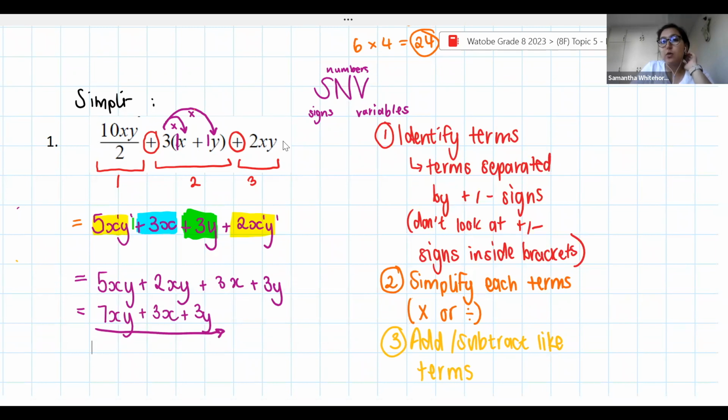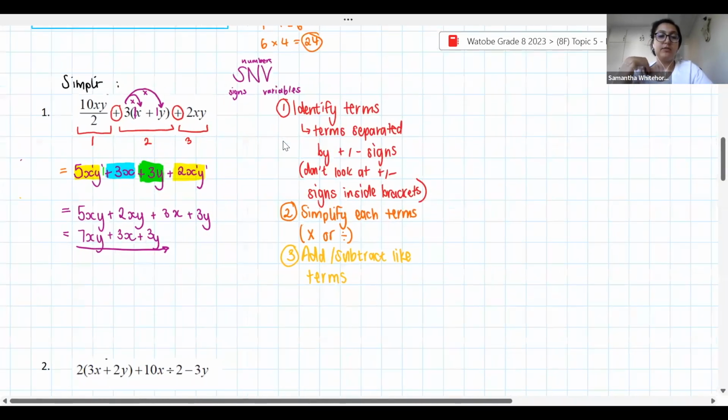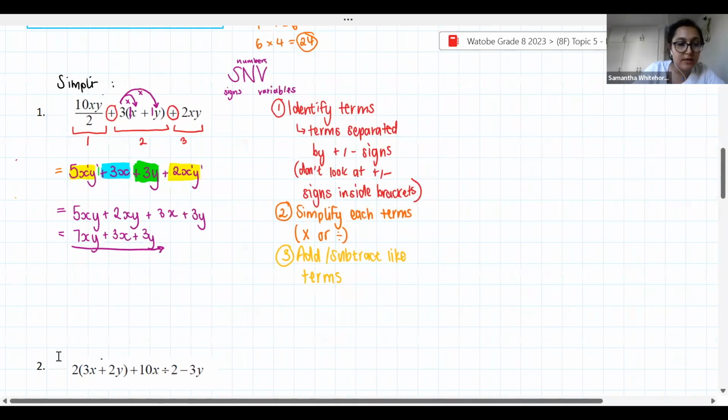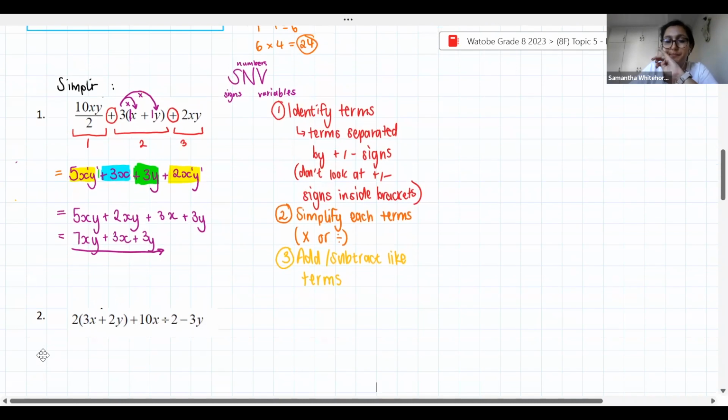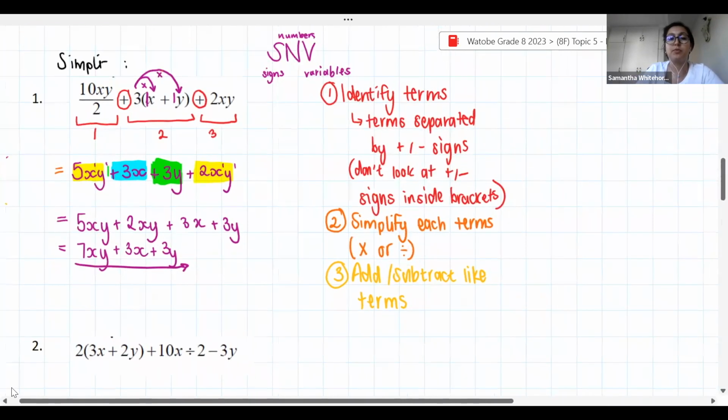All right, so grade 8, what we want to do is identify our terms, check and see if we can simplify any of the terms, and only right at the end do we look and see if we have any like terms that we can add or subtract. So what I want you guys to have a go at is the second example. I'm just going to move it up so you can be reminded of how we did it. But I want you to try example 2.